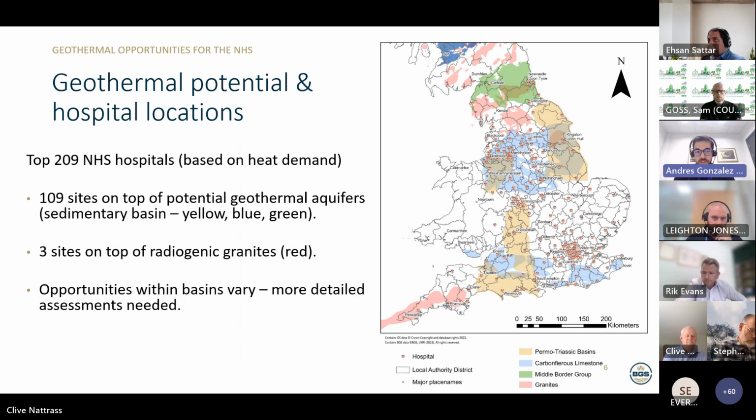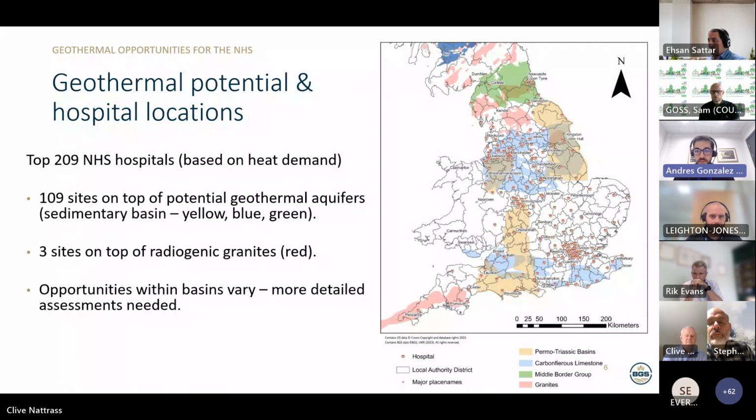So 3 of these colors are these sedimentary basins, hot sedimentary aquifers. You can see in yellow, these are the Permo-Triassic basins. In blue, these are the Carboniferous limestone. And in green is the Middle Border Group in the northeast, or the Fell Sandstone as it is also called. So in these aquifers, we can extract water. We can use boreholes, abstract the water, that is hot water, and use this water for direct use for space heating. And then there is another resource that is in the granites.